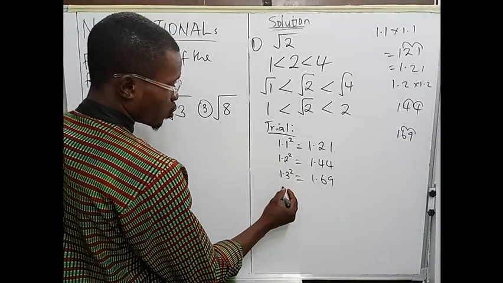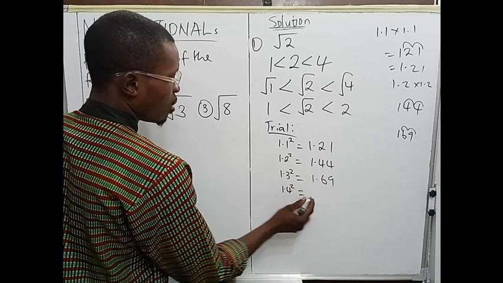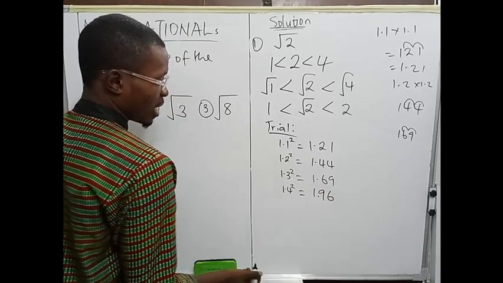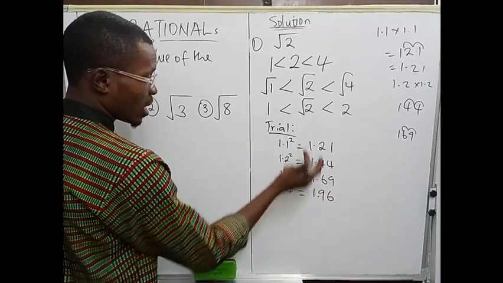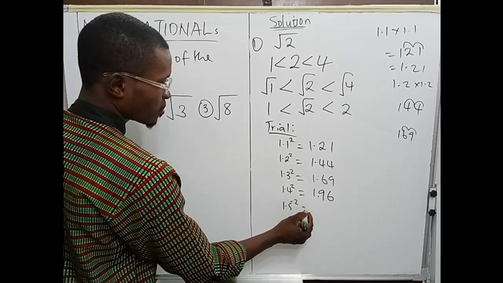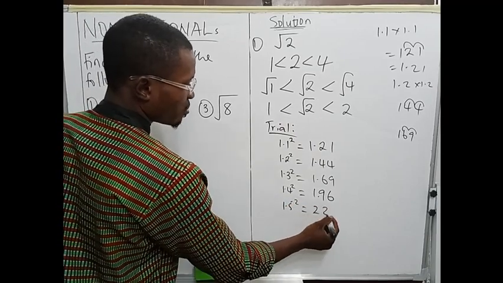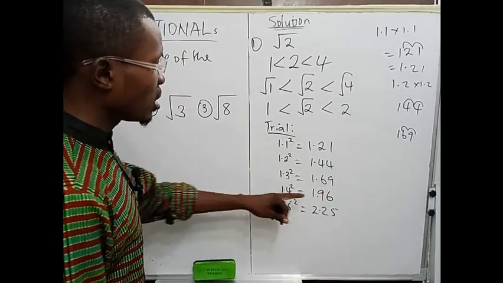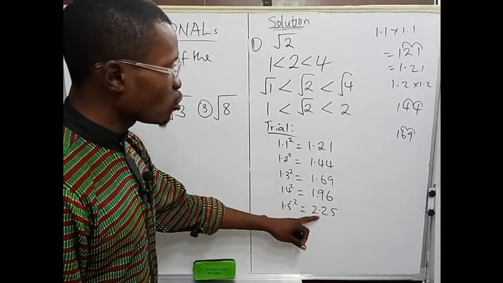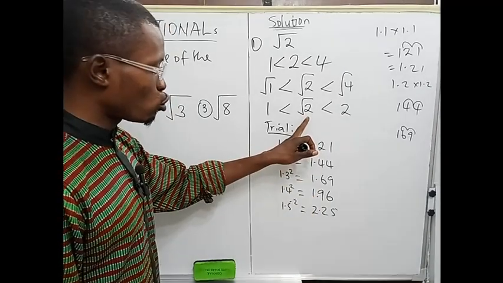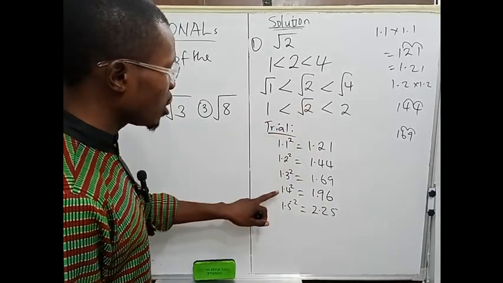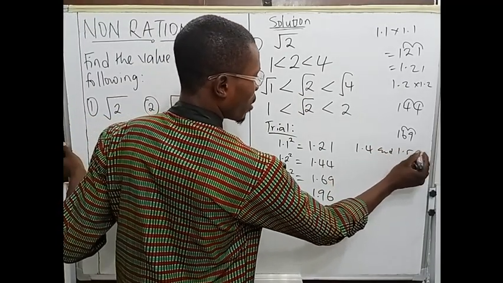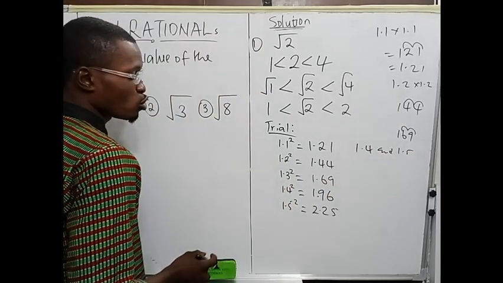Next, we'll try 1.4 square. 14 square is 196. So 1.4 square is 1.96. Okay, it's close to 2 now. Next, we'll try 1.5 square. 15 square is 225. So 1.5 square is 2.25. So you can see this number is close to 2, and this number is just a bit more than 2. Hence, the root of 2 must be in between 1.4 and 1.5. The root will be found in between these two numbers.